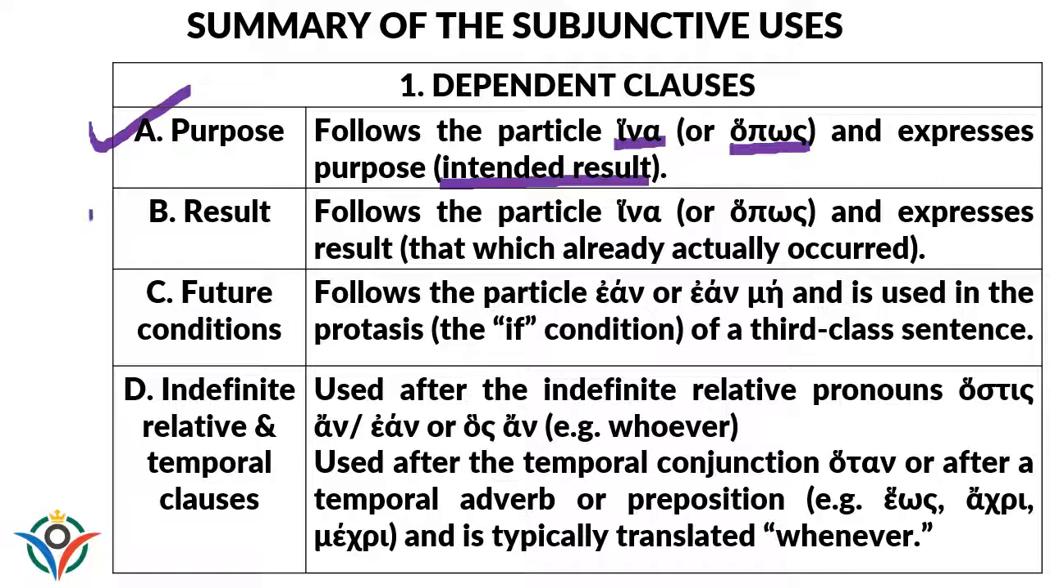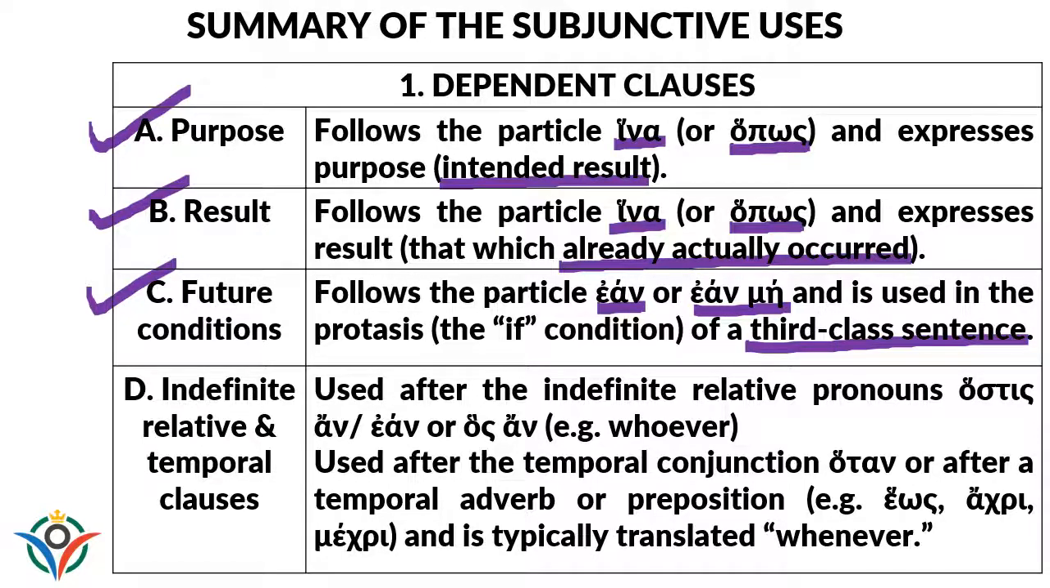And then we had result. Result also follows the particle hina, or sometimes hopos, and expresses result. Result, on the other hand, is that which already actually occurred. Then we looked at the future conditions, and the future condition is when the verb follows the particle ean, or ean me, and is used in the protasis, which is the if condition of a third-class sentence.